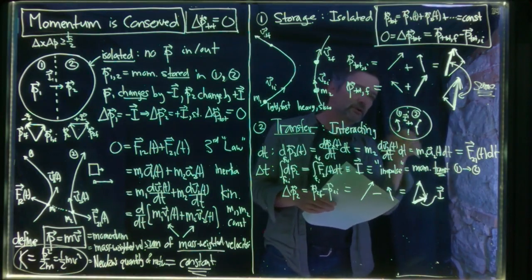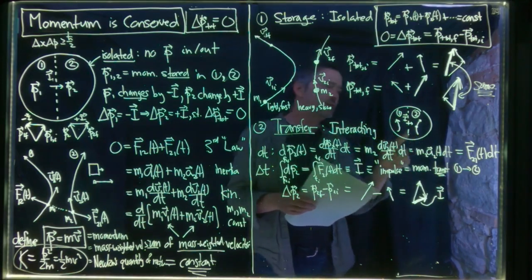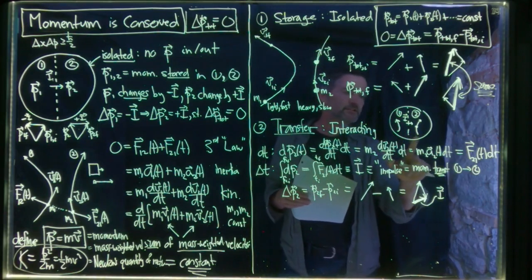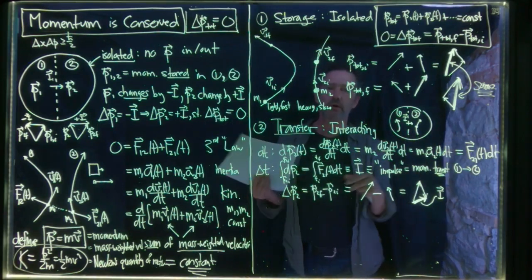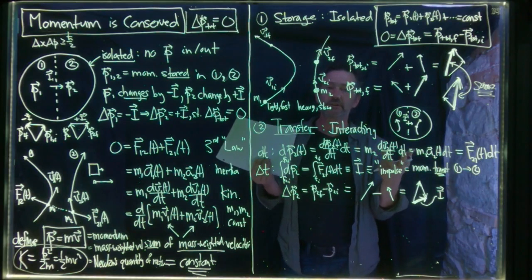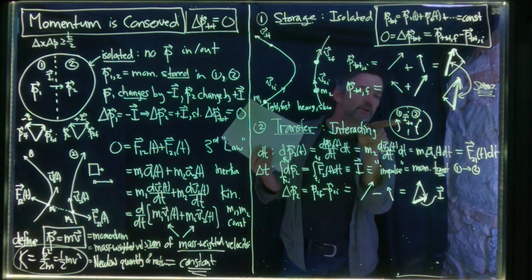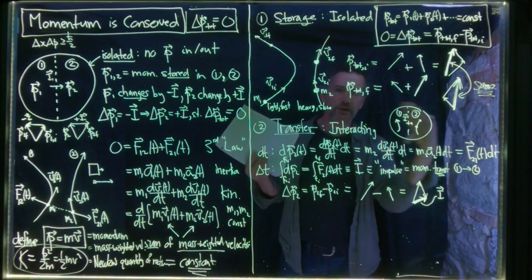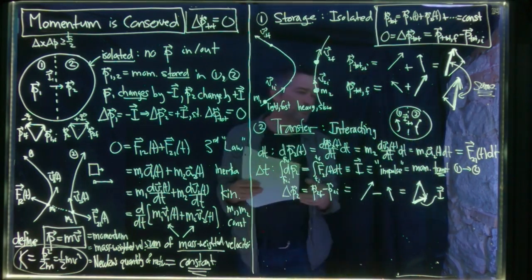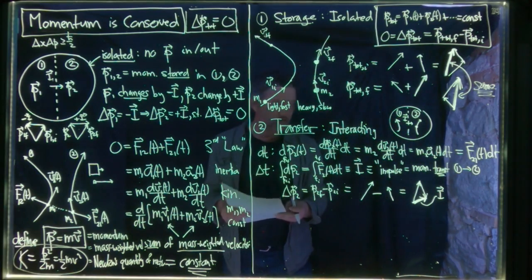So remember, we're focusing our attention mainly on system number 2, and we're saying, hey, the momentum of system number 2 changed. How is that possible? Because momentum is conserved. If it's isolated, it can't change. It's not isolated, it's interacting. So system number 2 is open to the environment, and some momentum flowed from some other system to system number 2, changing its momentum. So here we're talking about transfer of momentum.